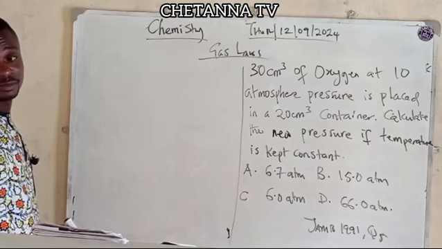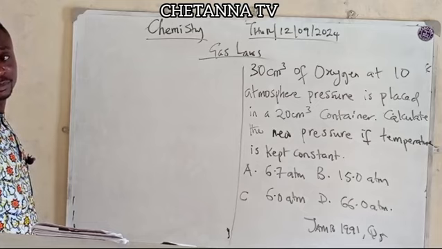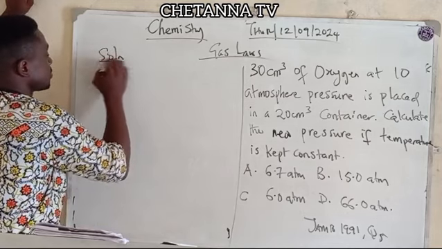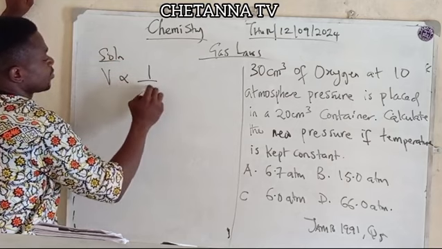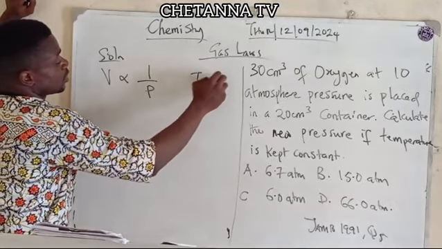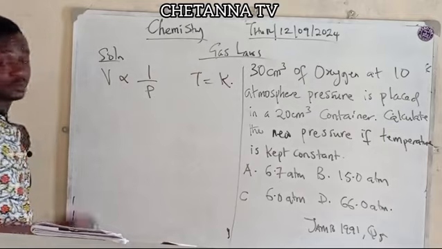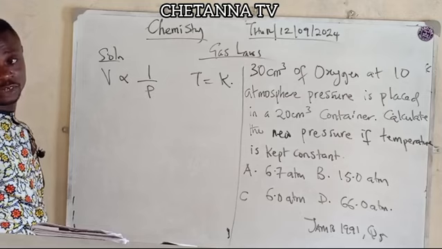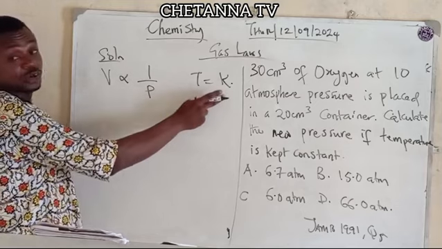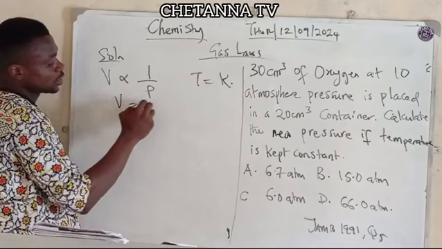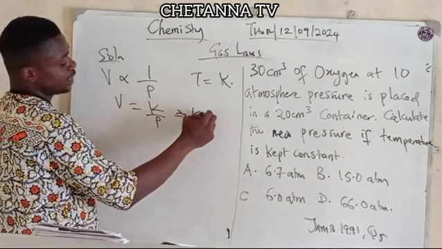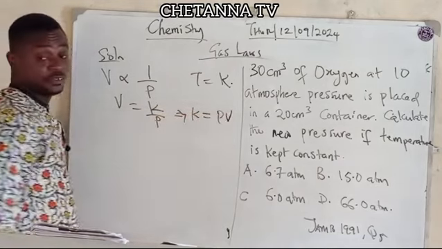What did Boyle's law say? The volume of a gas is inversely proportional to the pressure, provided the temperature is what? Constant. Okay. This is Boyle's law. Remember that if you want to remove this proportionality sign, you put a constant. So this is now K over P, right? That means that K is equal to what? PV, right?